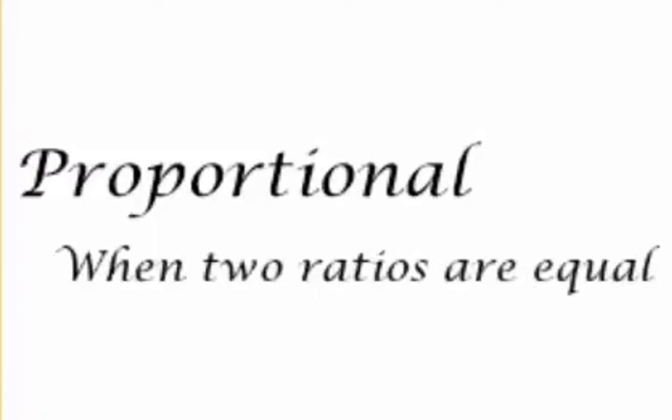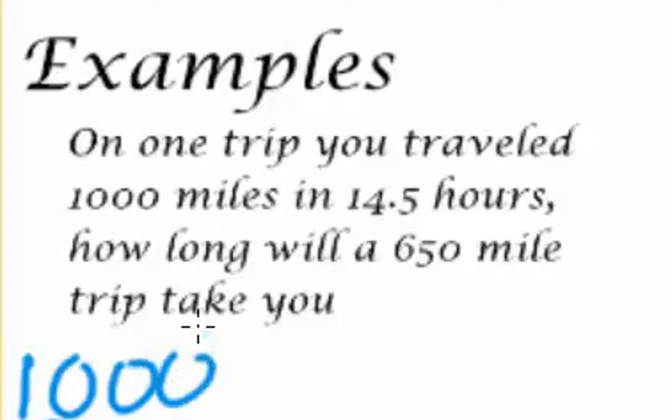Thinking about the word proportional, we mean when two ratios are equal. So when things are proportional, their relationships will be the same and their ratios are equal. That allows us to solve problems. For example, on one trip you traveled 1,000 miles in 14.5 hours. How long will a 650-mile trip take you?